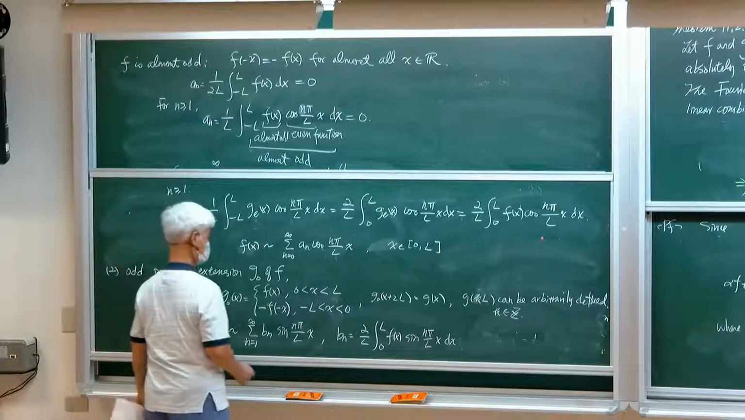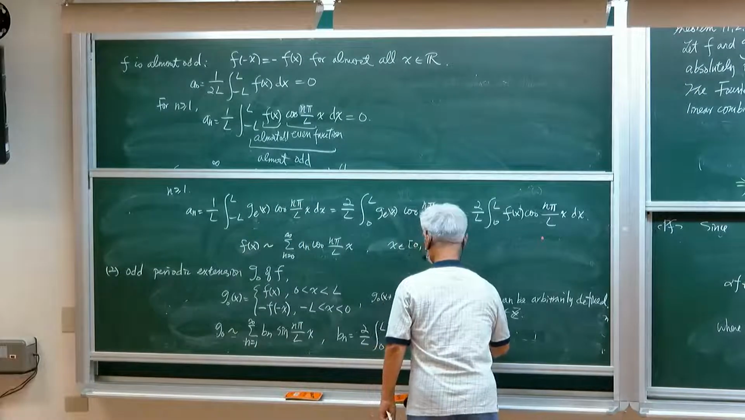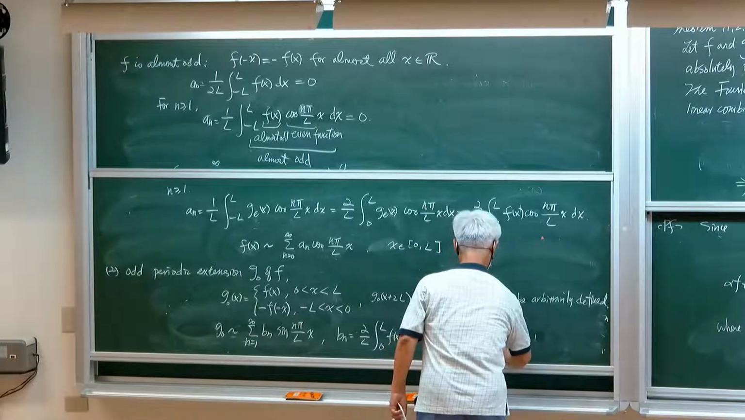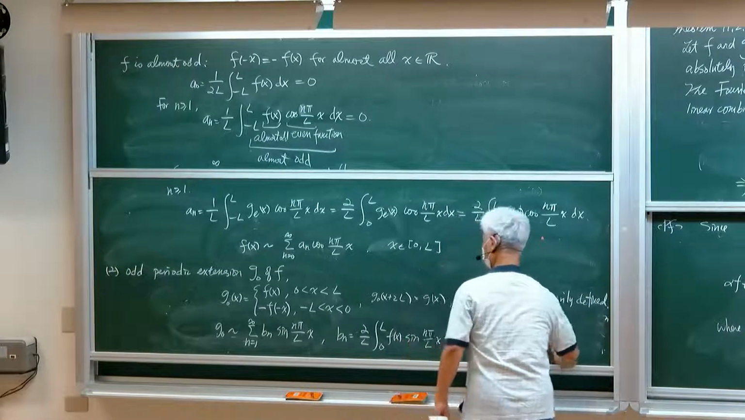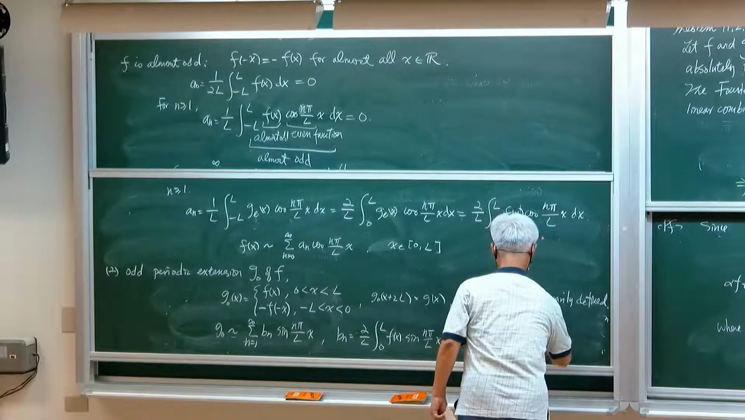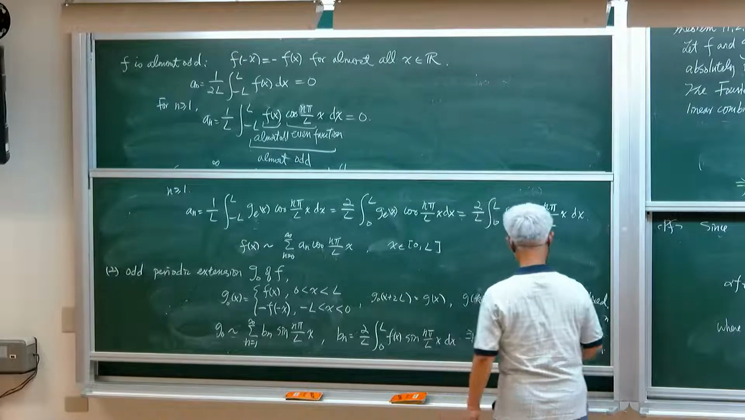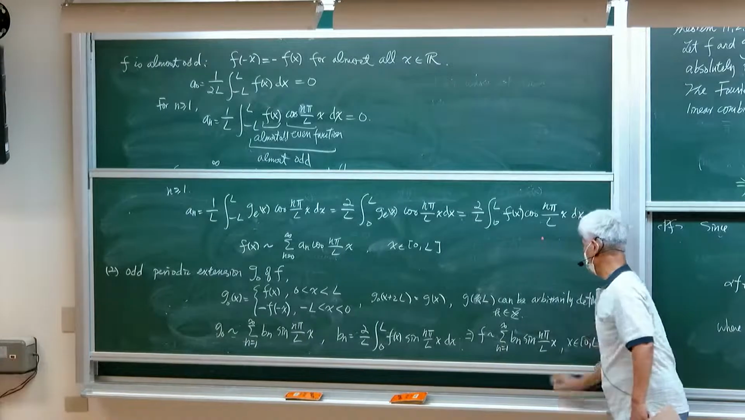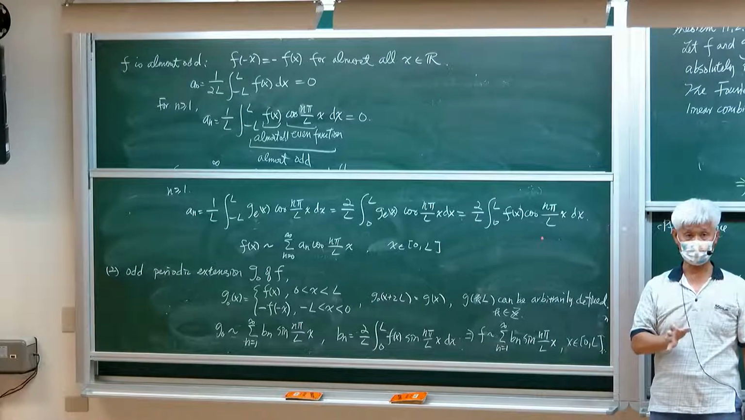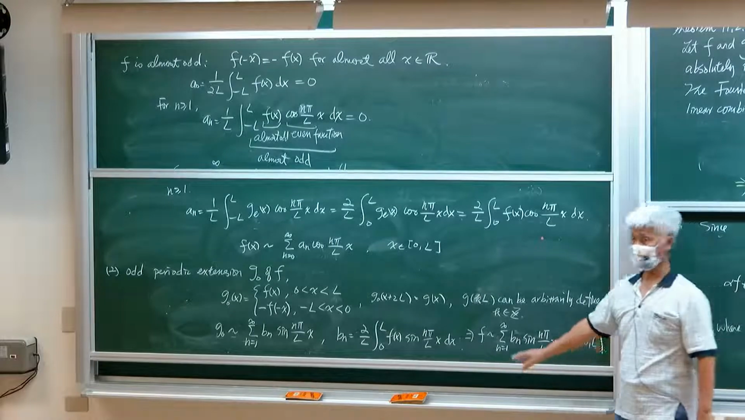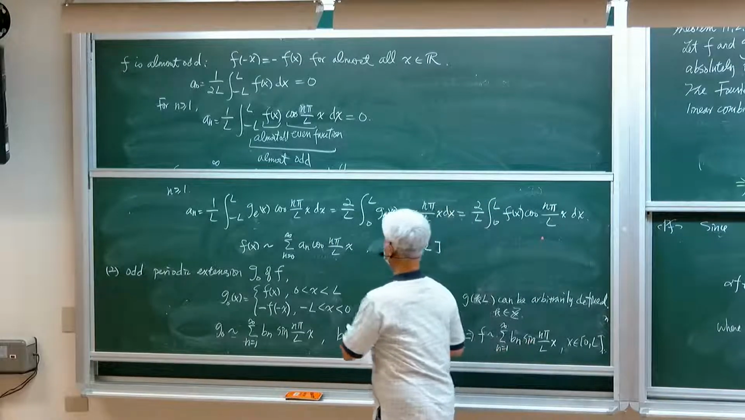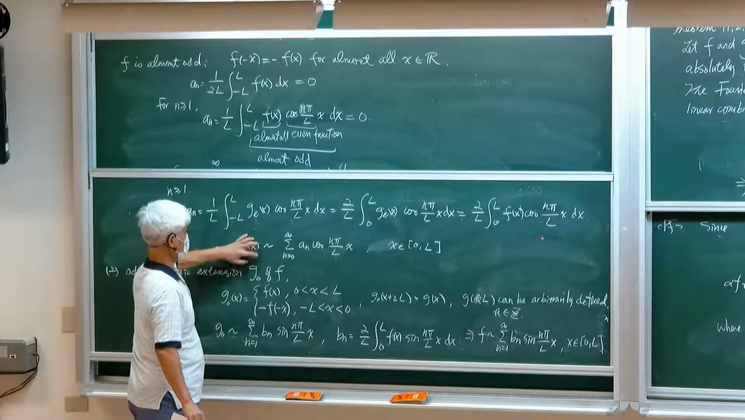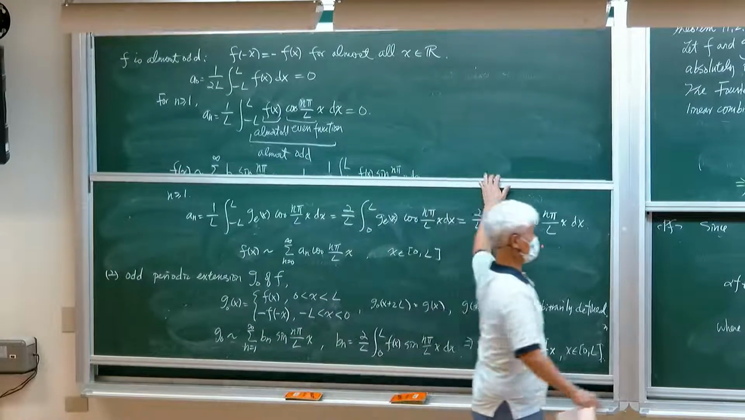And so this implies that f goes to the sine series for x in 0 to L. So this is called the Fourier sine series, and this one is the Fourier cosine series. So the same function can have three different representations.